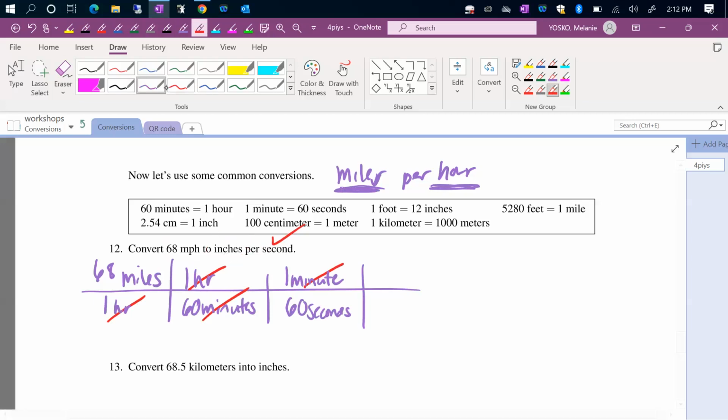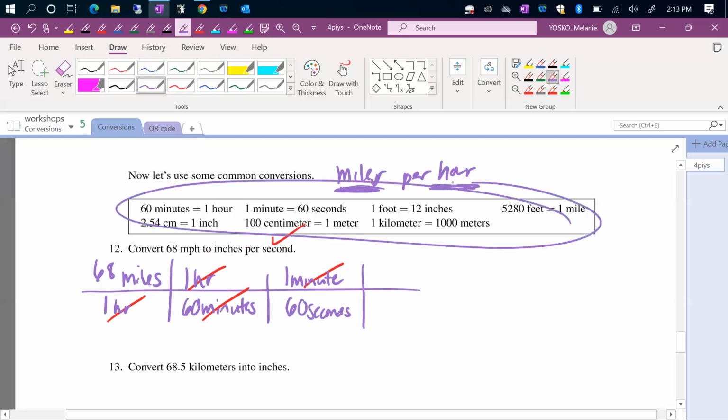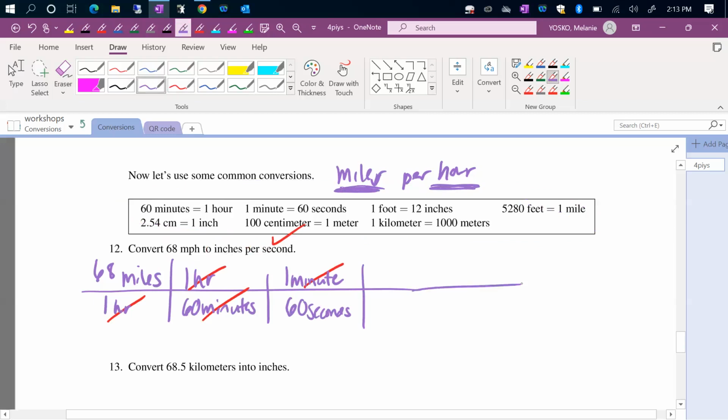So I don't have any conversion in here that goes miles to inches, and you can probably Google it and it'll tell you. But I don't need it because I know all of these fun conversion factors. So what in here says miles? Any of those have miles? 5,280 feet, 1 mile. Okay. What goes where? Miles on the bottom, 1 mile on the bottom. The feet, 5,280 feet on top. Perfect.